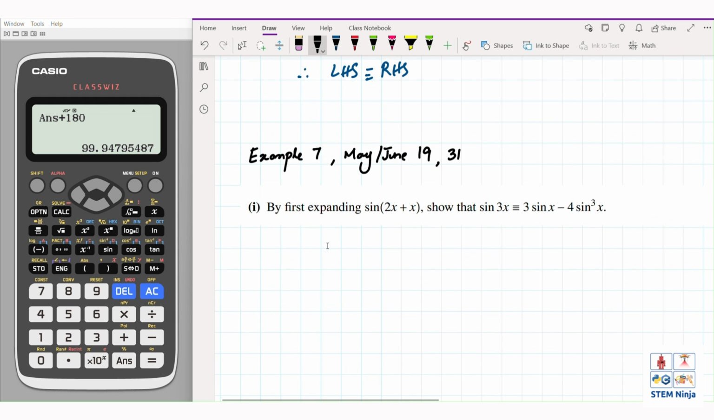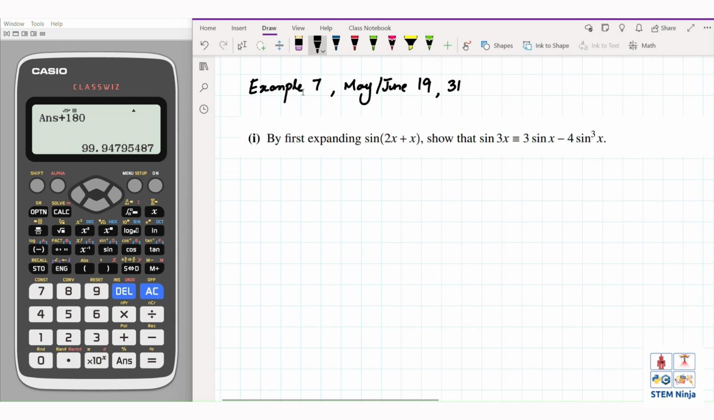Now, let's look at one last example. By first expanding sine of 2x plus x, show that sine 3x can be written as 3 sine x minus 4 sine cubed x. Now, if you notice, we have sine 3x over here and 2x and x over here, but on the other side, the angles are all x. So that means we are reducing 2x plus x further into just a single value of x. So let's see how we do that.